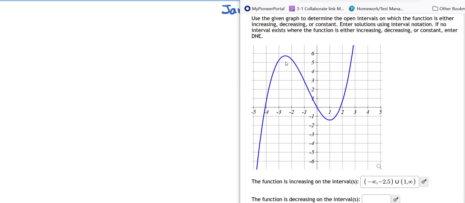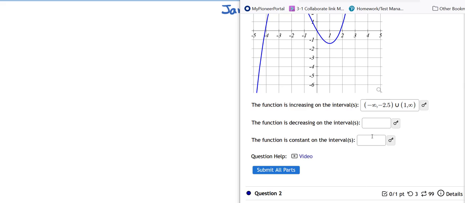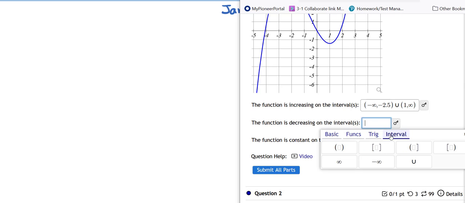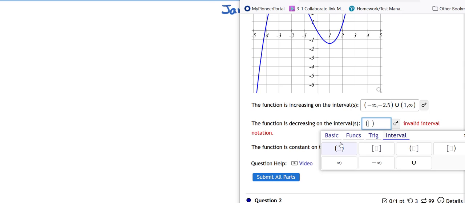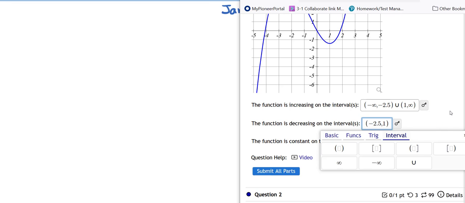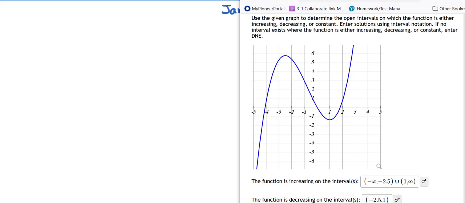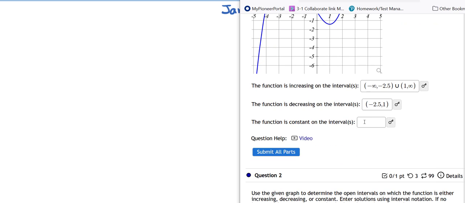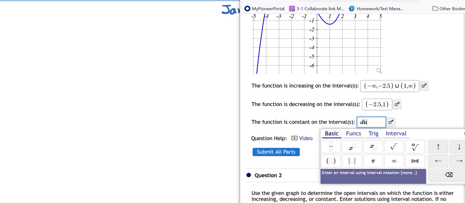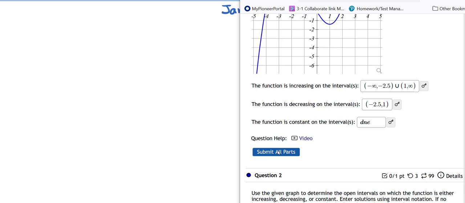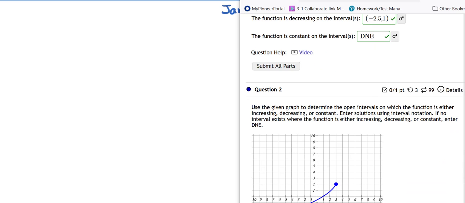Now we'll get the decreasing interval. This is the only section that's decreasing, and it is from negative 2.5 to 1. There is not an interval that is constant. There's not one place where it stays the same, like a horizontal line. So this is going to be does not exist. And there we go. Question 1.